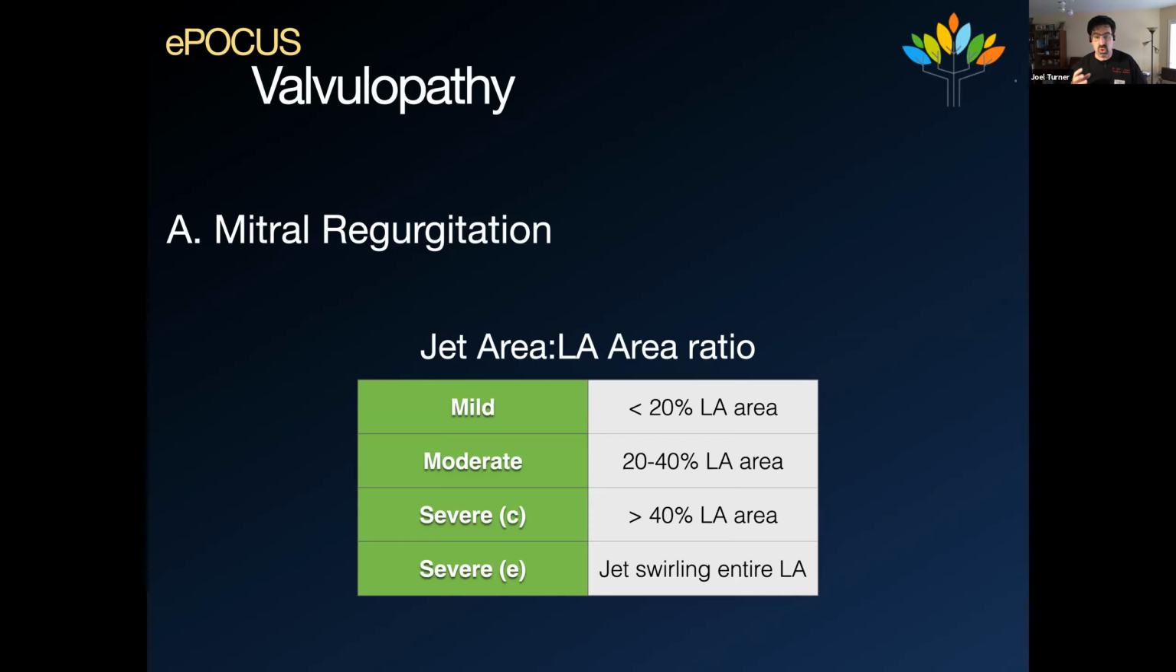So if your total jet area is less than 20% of the left atrium area, then you consider that to be relatively a mild regurg. If it's between 20 and 40% of the left atrium, then it's moderate. If it's greater than 40% of the left atrium, then you consider it a very severe jet. And obviously, if you see some big jet that's swirling around the entire left atrium, like we just saw, then that's obviously a severe regurg with eccentric flow.